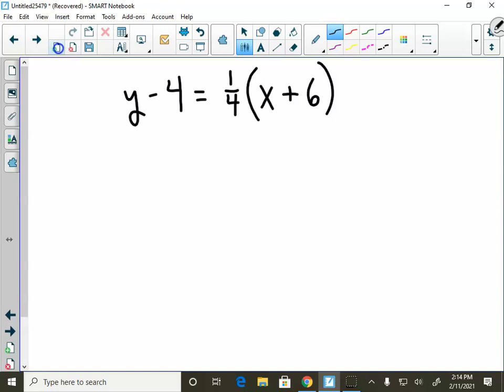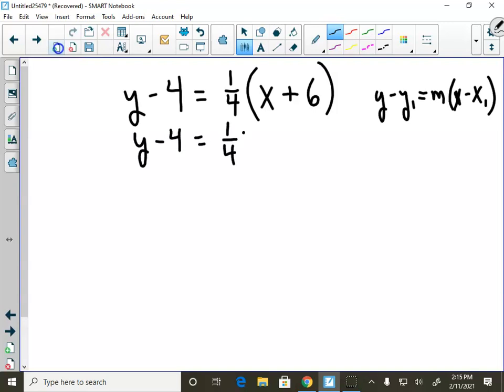Remembering point-slope basically looks like this. Again, the subscripts are there just for identification purposes. And that's going to be your x minus x1, like that. Okay, but we want to put it into standard form. So I guess the first thing we're going to do is distribute the 1/4. So we have y minus 4 is equal to 1/4 x plus, and that's going to be 6/4. We'll just make it 3/2. You can leave it as 6/4 for now.